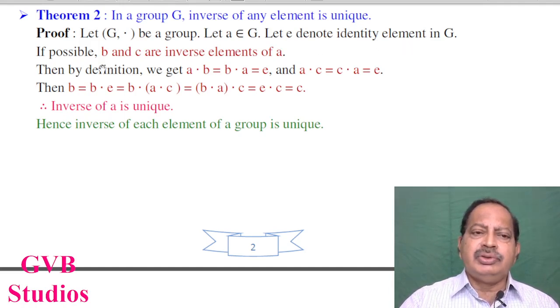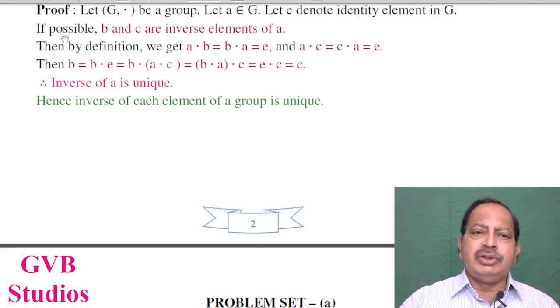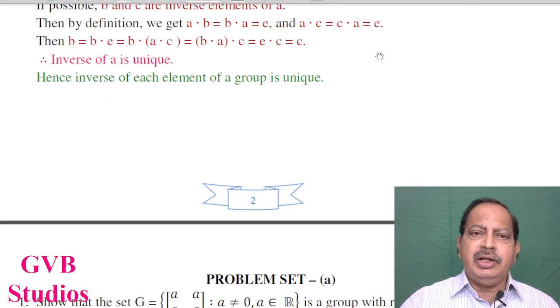Here I will suppose there are two inverse elements for a. If possible, suppose b and c are inverse elements of a. Then by definition of inverse element, we get a · b = b · a = e, and a · c = c · a = e. Here I use the property of the identity element.